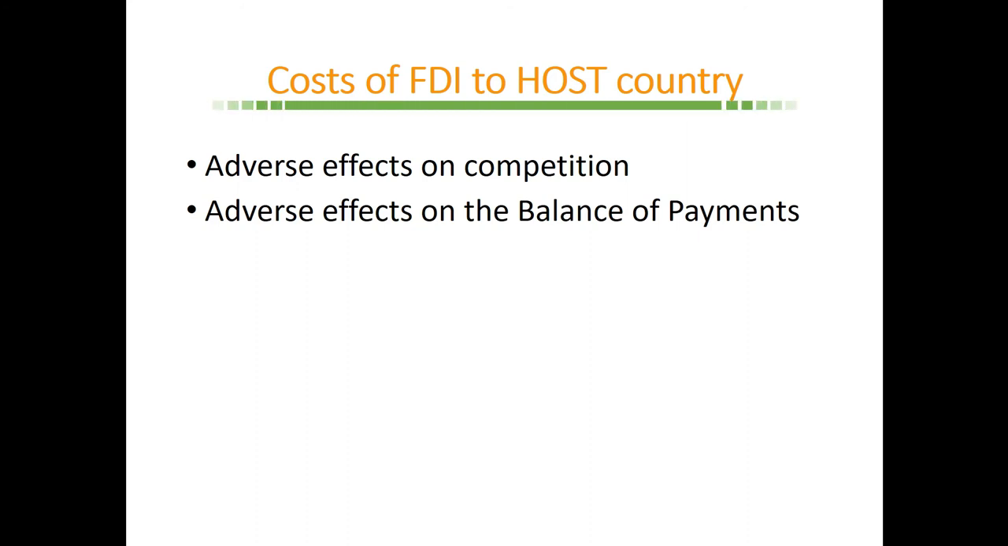Okay, next, there is also adverse effect on balance of payments. There are two possible adverse effects of FDI on the host country's balance of payments. Number one, the initial capital inflows that come with FDI must be followed by a subsequent outflow of capital as a foreign subsidiary repatriates earnings to its parent company. When you say repatriate earnings, they would send earnings back to their own country. Another adverse effect would be when a foreign subsidiary imports a substantial number of its inputs from abroad, there is a debit on the current account of the host country's balance of payments.